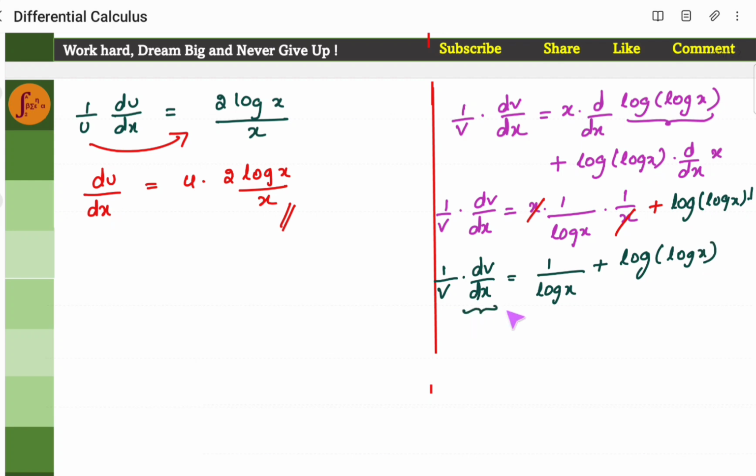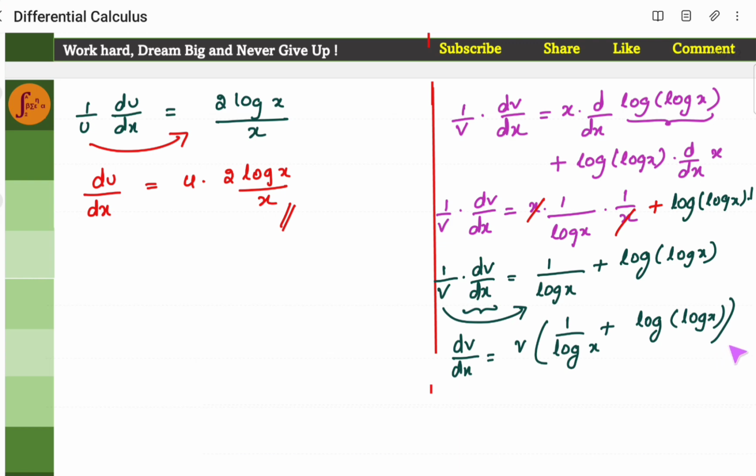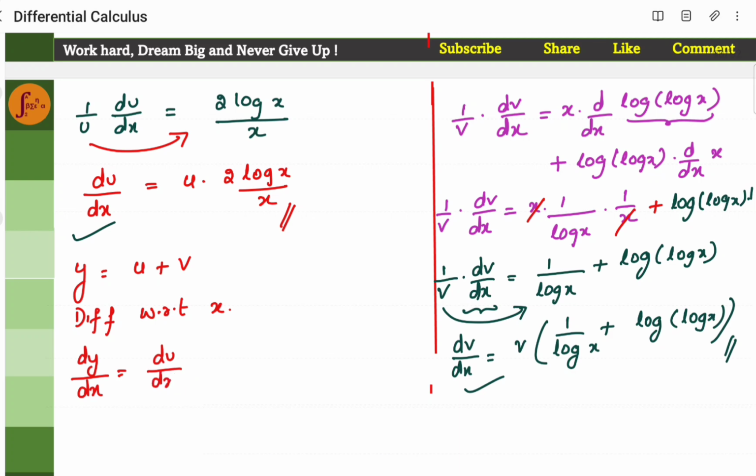Now I just want dv by dx. Let me shift v this side. So it will become dv by dx is equal to v into 1 by log x plus log of log x, right? So now we found the derivatives of u and v. Now what is y? Y is u plus v. So if I differentiate now with respect to x, it will be dy by dx is equal to du by dx plus dv by dx, right?